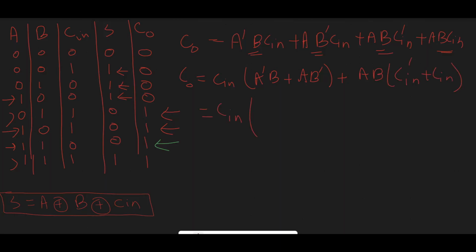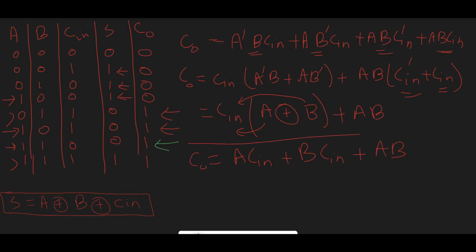Further, this will be equal to Cn times A prime B plus A B prime, which is one XOR the other one, plus AB times Cn prime plus Cn, which is equal to 1 from Boolean algebra, the complementary law. So now this is the same as A Cn or B Cn or AB. So this is our final simplified expression for C naught.